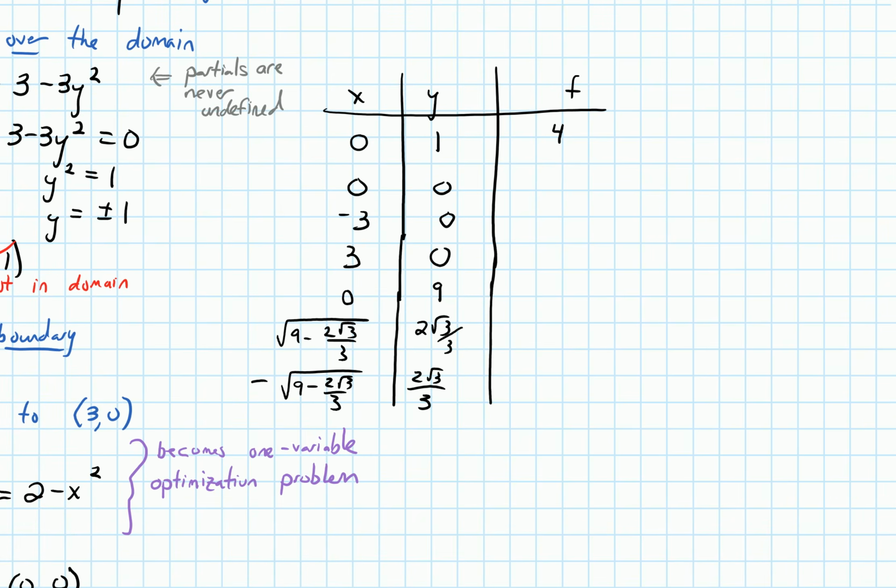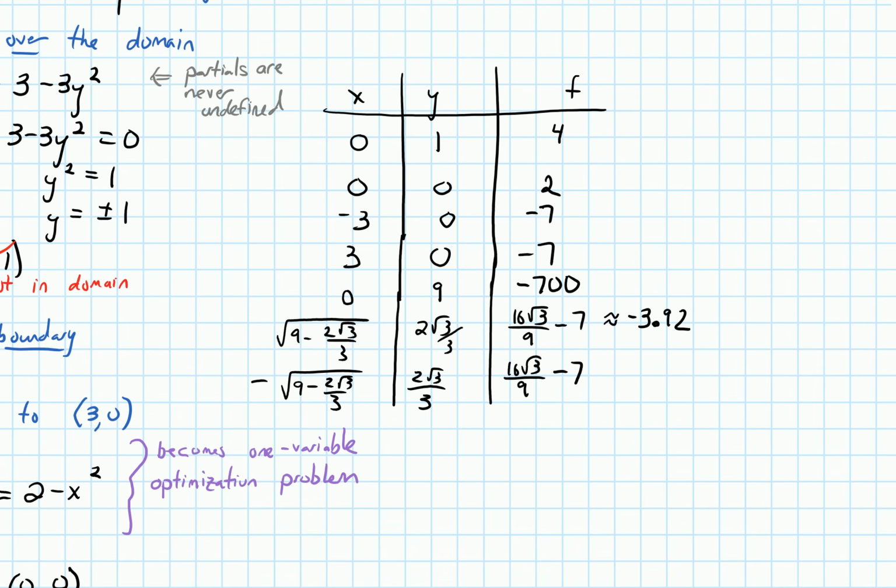So if we plug in 0, 0, we'll end up getting 2. If we plug in 3, 0 or negative 3, 0, both of them we get negative 7. If we plug in 0, 9, we get negative 700. And when you plug in these other two values, we'll get the same thing for both. We'll get 16 root 3 over 9 minus 7. Same thing here, 16 root 3 over 9 minus 7. And plugging those ones into a calculator to estimate what they are, we get that these are approximately equal to negative 3.92.